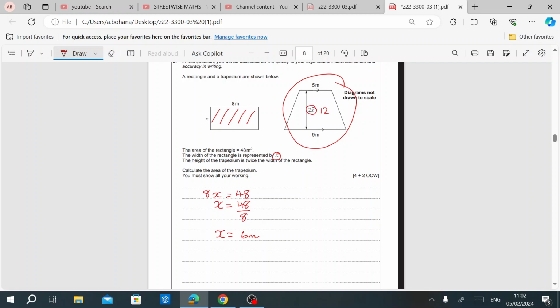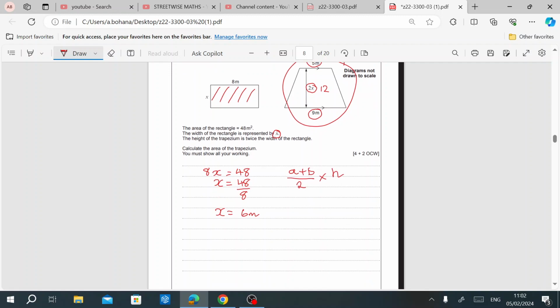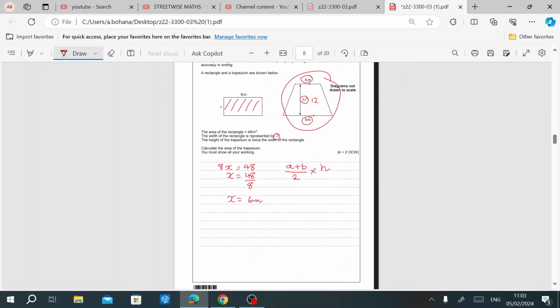So that becomes 12. So now there's my A, there's my B, there's my H, the height. So it's A plus B divided by 2 times H. That's the simplistic way of doing the trapezium. So 5 plus 9 divided by 2 is equal to 14 divided by 2, which is 7. And then 7 times 12, and the answer is going to be 84 meters squared.